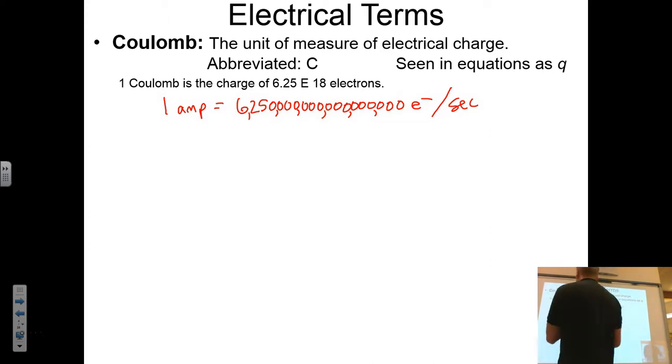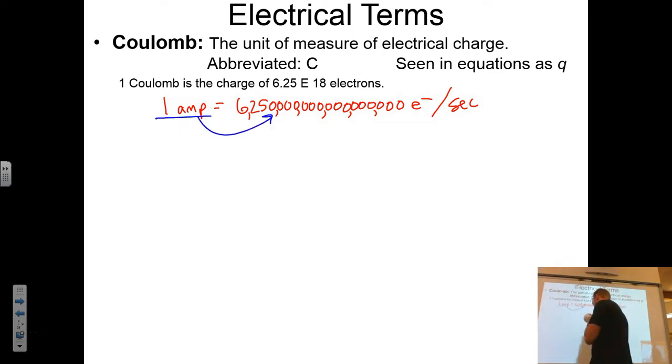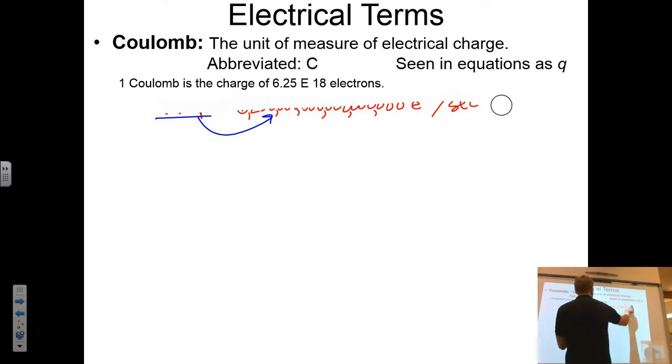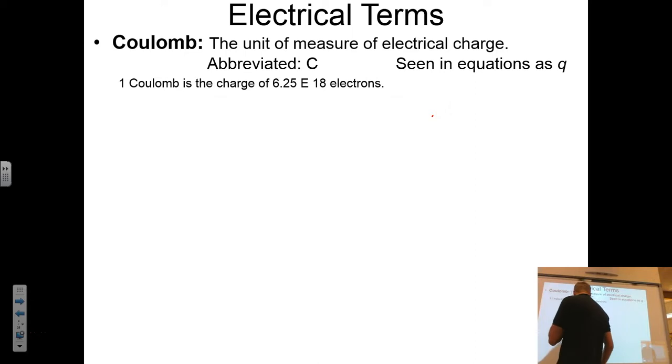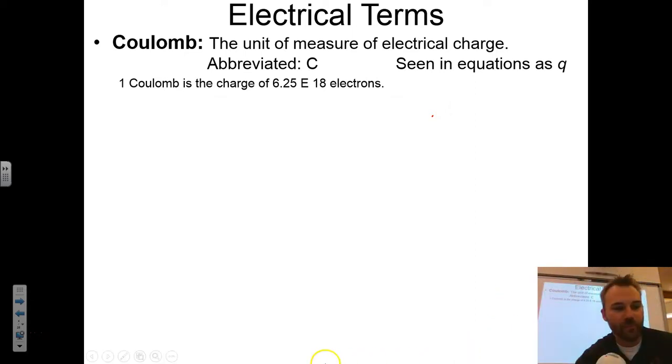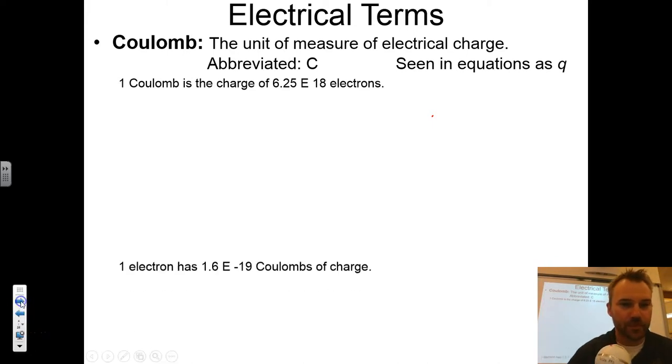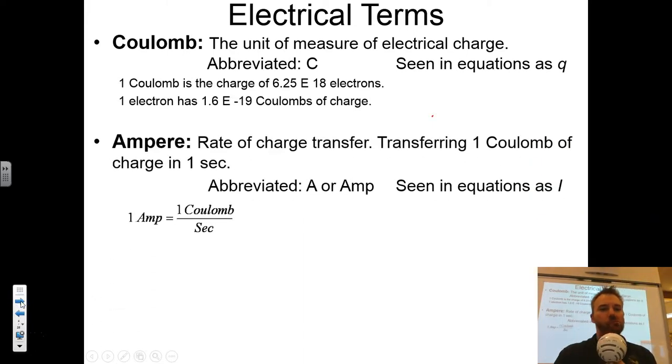And you're asking yourself, why is it so big? We defined the amp before we understood what an electron was, and it turned out that electrons are so small that it just was really bad. So there's tons and tons of electrons in 1 amp. And you do the inverse of that. So if there's this many electrons in a coulomb, then how many coulombs are there in an electron?